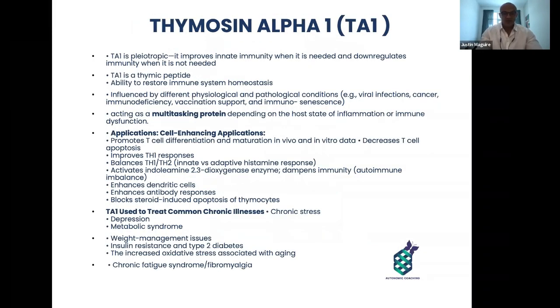Thymosin alpha-1, probably my favorite peptide of them all. This is a really interesting peptide in that it's a pleiotropic peptide. It basically helps to differentiate the different white blood cells and the production of different white blood cells as and when needed. It's a thymic peptide, obviously produced from the thymus gland, which often can become inefficient in situations of hormone replacement therapy over periods of time.